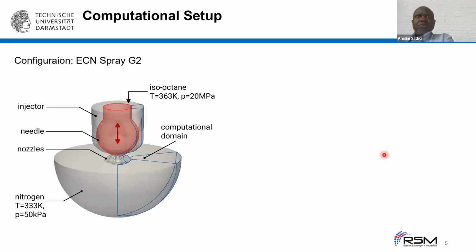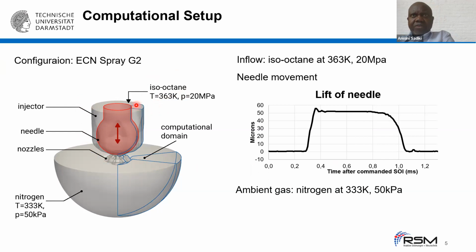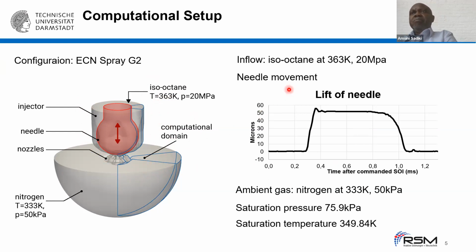So having this, we have selected this configuration, SCN spray 2. It is a configuration which is characterized by 8 nozzle holes. We have the needle, and for this G2, we have needle movement. I will present you all the operating conditions. The injector, and we have iso-octane as a fuel. And we have chosen only one part here, 45 degrees, which represents our computation domain. And this was the needle movement.